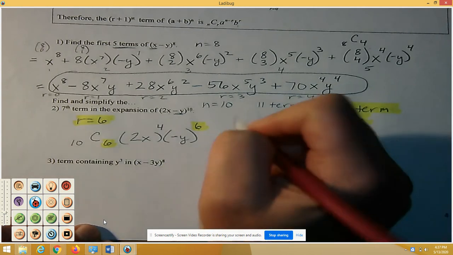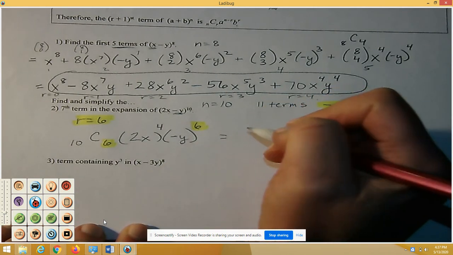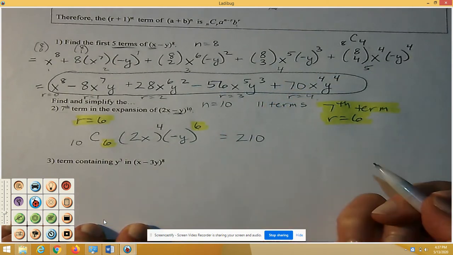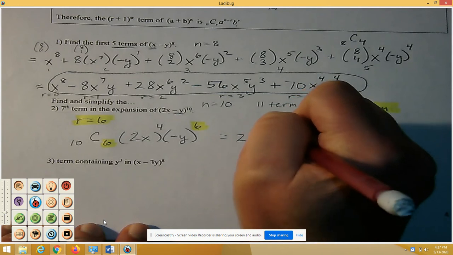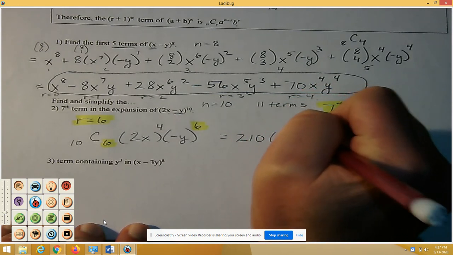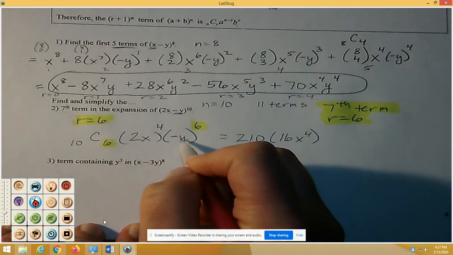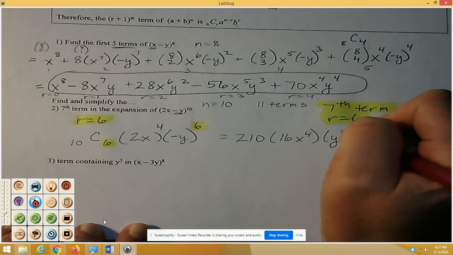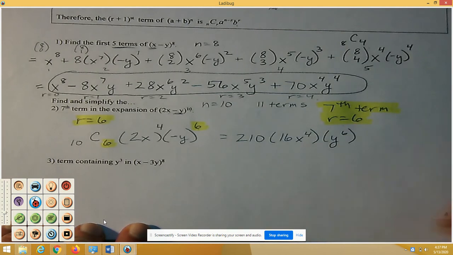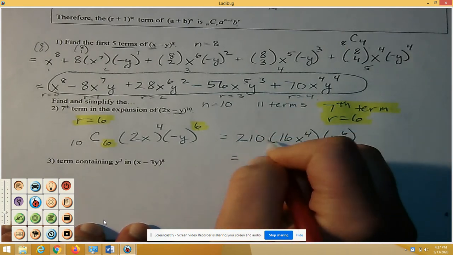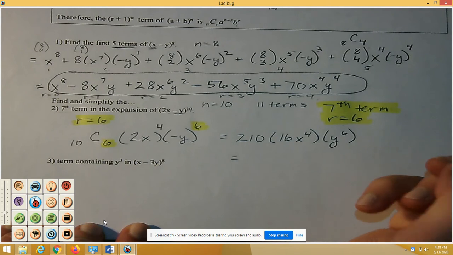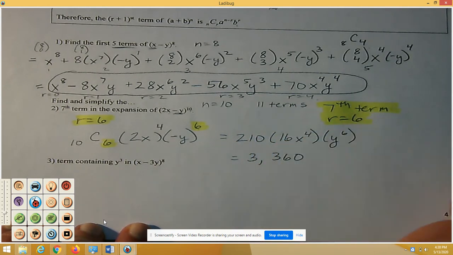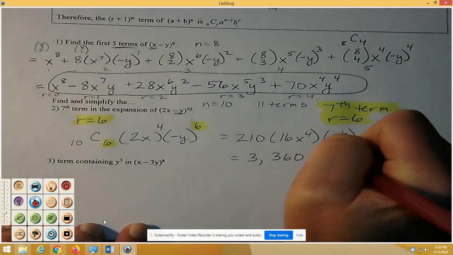And then it's just calculating. So 10 choose 6 is 210 on a calculator. Then you're going to get 16 times x to the 4th. A negative y to an even exponent is just going to become positive y to the 6th. Okay, and then I do have to multiply the 210 and 16, and when I multiply that, I get 3,360 x to the 4th y to the 6th.